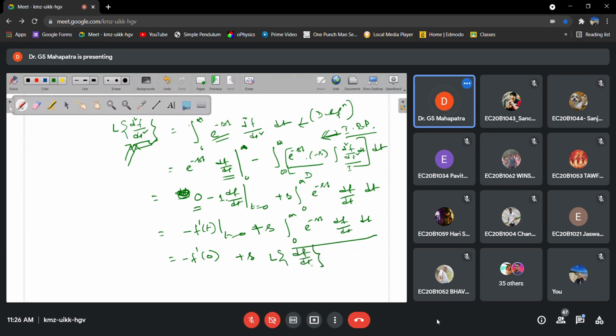What is the Laplace transform of df/dt? It is s F(s) minus f(0). So now I will write this again in that form: minus f dash 0 plus s times, just using the previous result. Let me go to the previous page.